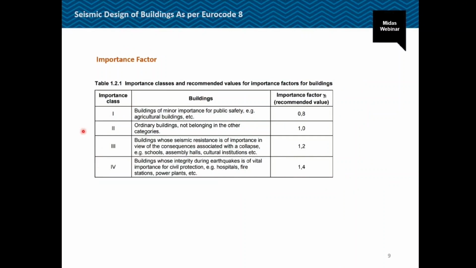So now the next one is the importance factor. As per our structure, we can find the importance factor value given in the code. If we have a building of minor importance, we can take the importance factor as 0.8, and if we have an ordinary building, we can take the importance factor as 1, and for a building which has more importance, such as schools and assembly halls, we can take the importance factor as 1.2.